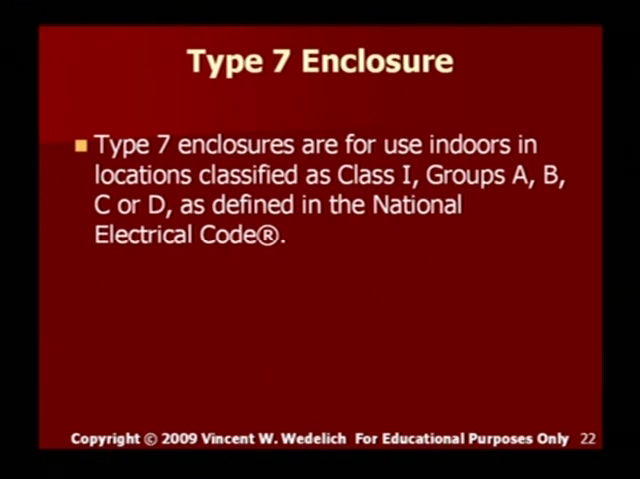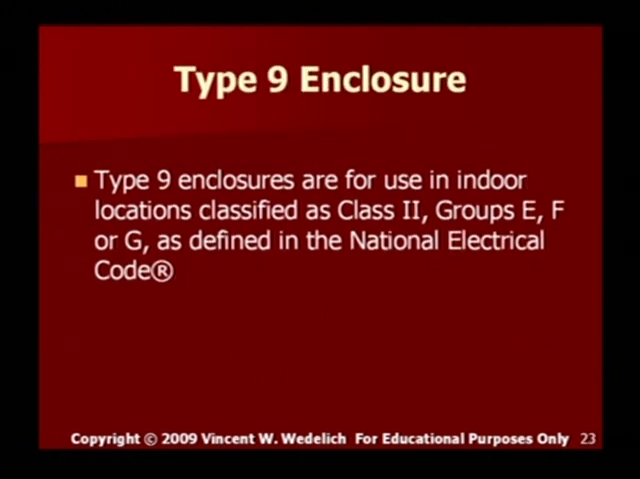So you can actually specify these explosion-proof enclosures for 4X. And you can see here it says indoors in locations classified as Class 1 Groups A, B, C, or D as defined by the National Electrical Code. We'll talk about that later, what a Class 1 Group A, B, C, D environment is, and you'll understand that.